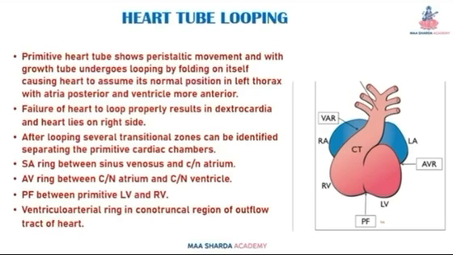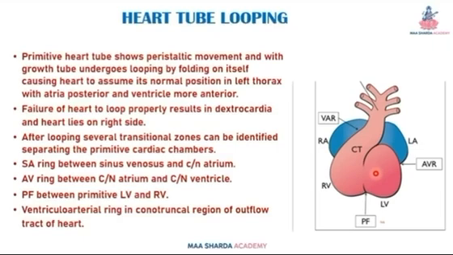The primitive heart tube shows peristaltic movement, and with growth, the tube undergoes looping by folding on itself, causing the heart to assume its normal position in the left thorax with atria posterior and ventricle more anterior. Failure of the heart to loop properly results in dextrocardia, and the heart lies on the right side.